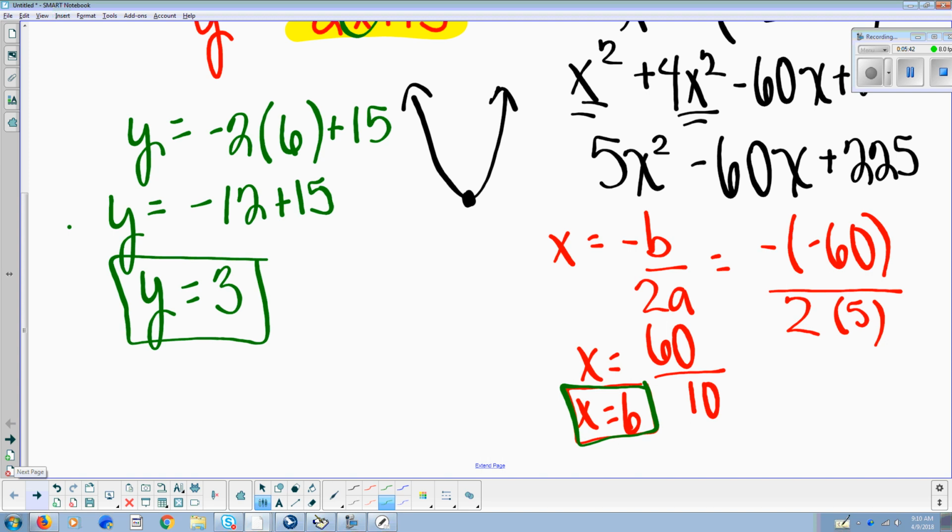Now, sometimes you're going to get fractions here. If you do get fractions, submit it in fraction form. Don't try to give it as a decimal. Don't round. Okay. All right, moving on to the next question.